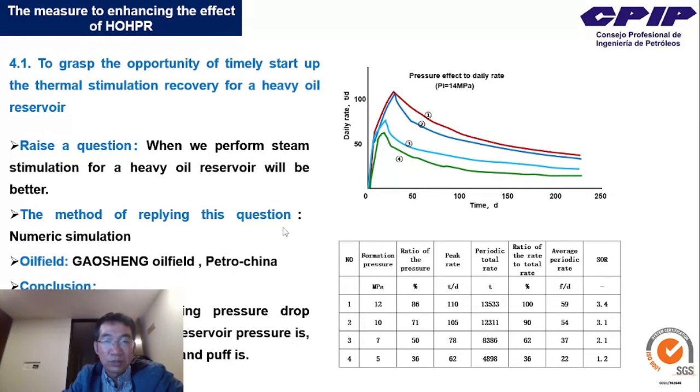And the example oil field is a China oil field named Kaohsiung. We can see the table. The formation pressure is from 12 to 5. And we can see the pressure is higher, and the total rate is higher, and the peak rate is higher. So the conclusion is under the same production pressure drop, the higher the reservoir pressure is, the better the effect of huff and puff is.